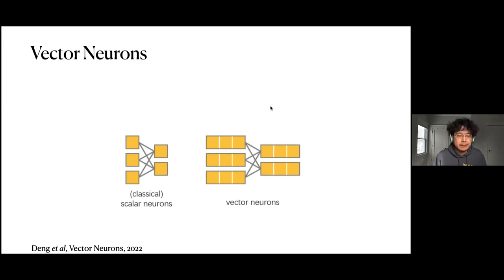One of the prime candidates for a viable roadmap is vector neurons. Vector neurons identify the nonlinearities as the part that is actually rotationally non-equivariant, because the weight matrices are linear operations and are rotationally equivariant.